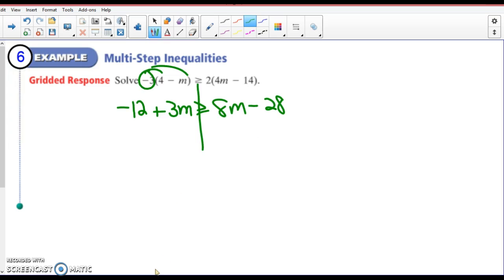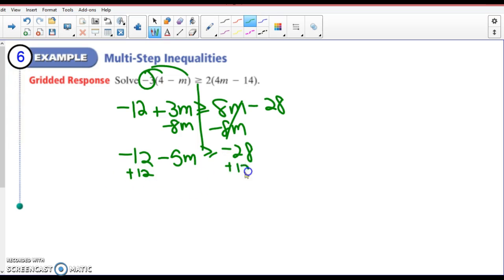What should I do next? Casey? By doing what? I would recommend subtracting 8m because you want your variable on the left. So on this left side, I'm going to have negative 12. 3m minus 8m is negative 5m is greater than or equal to negative 28. Remember, you only switch the inequality if you multiply or divide by a negative. Now what do I do next, Thomas? So I'm going to have negative 5m is greater than or equal to what? Negative 16.